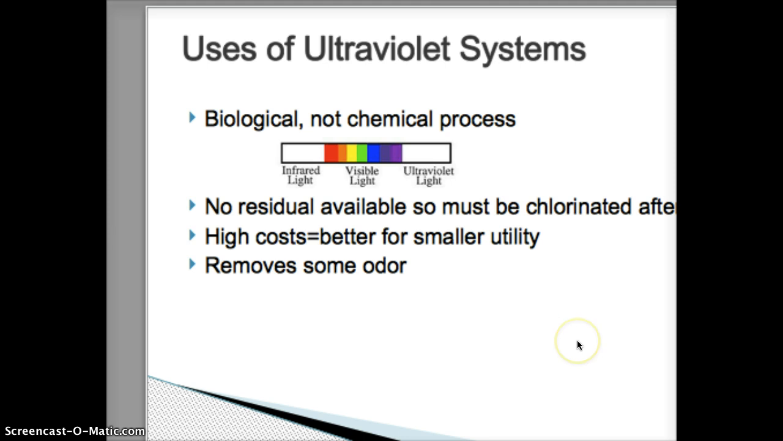Okay, so uses. So UV is biological, not chemical. There is no residual after, so it must be chlorinated after. And because of that, it does bring about some high costs, and they tend to be better used for a smaller utility. And one of the uses and benefits is that it does reduce some odor.